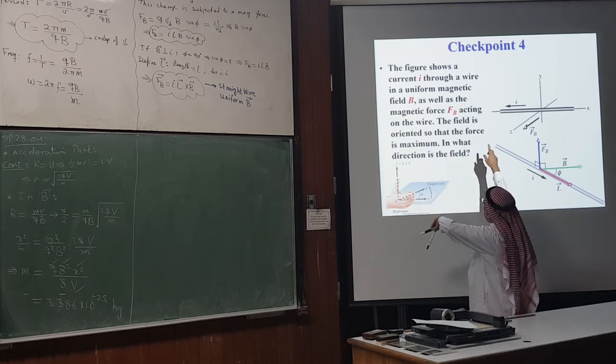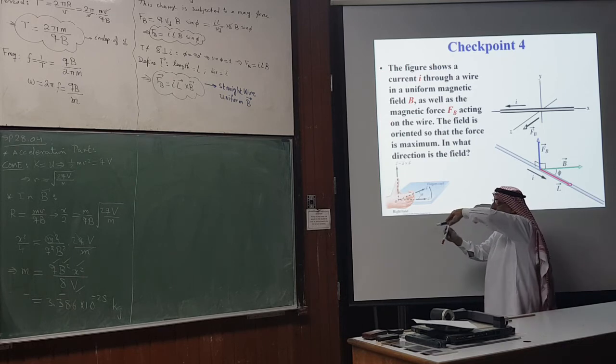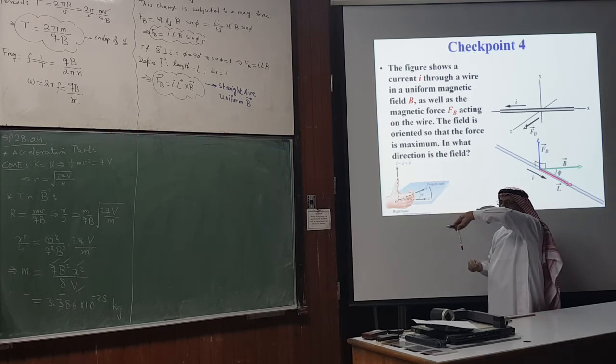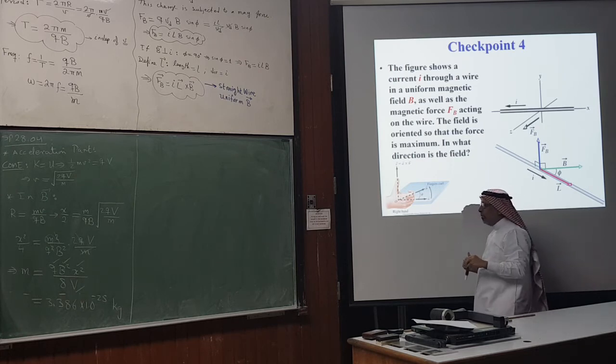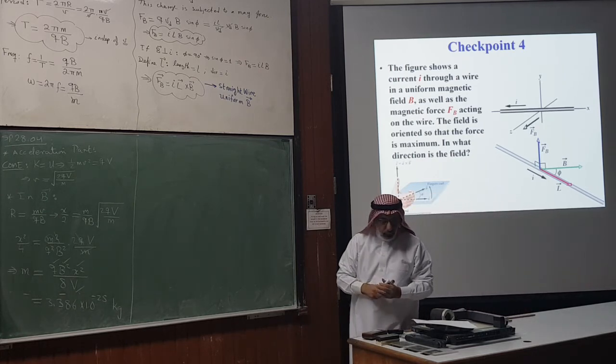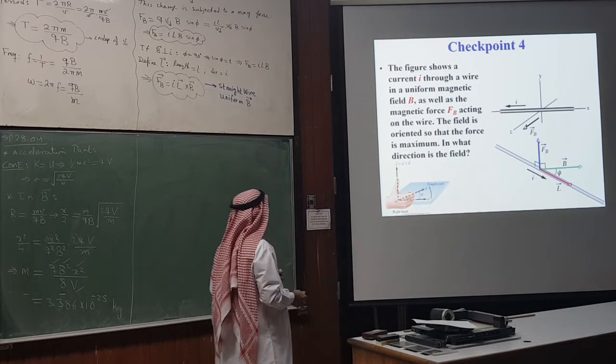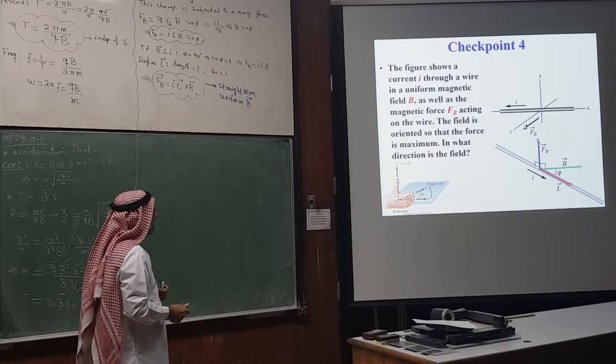So if we are looking for the maximum force, we should have the maximum angle between the current and the field, and that means the angle is 90 degrees, and that means the magnetic field is in the negative y direction. So that's a conceptual problem of this concept here.